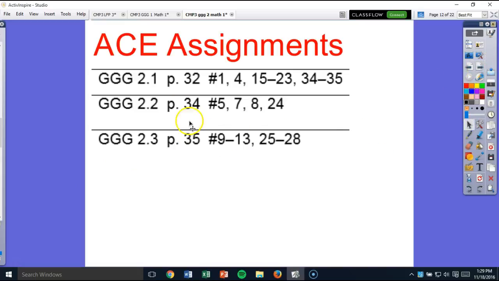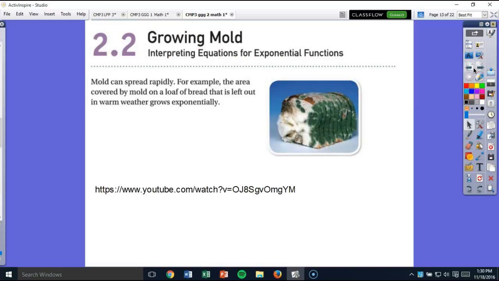So for 2.2, we just have 4 problems, 5, 7, 8, and 24. So the homework on this one isn't too bad. Hopefully you can get through 2.2 and 2.3 in the same day. This lesson's pretty short, so we should be able to move fairly quickly with it.